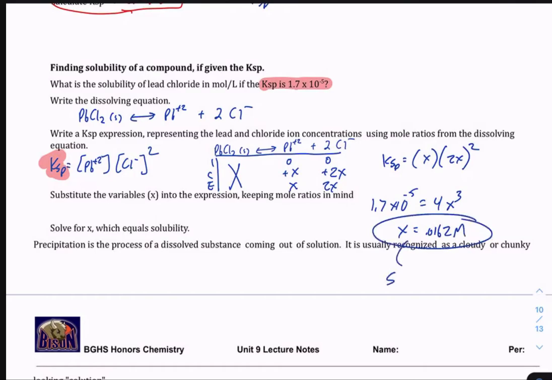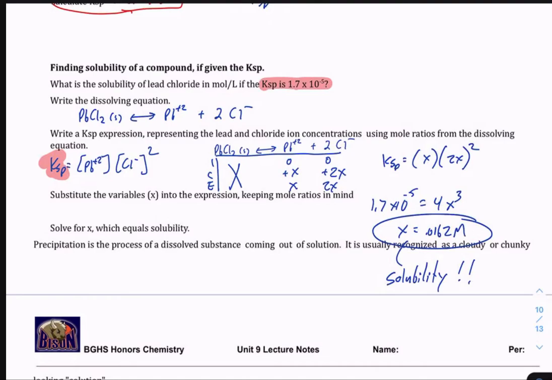X is the solubility. That is the maximum concentration that I can dissolve of lead chloride. 0.0162 moles in every 1 liter. Right? That's not very soluble. 0.0162 moles, that would be like a gram in 1 liter.